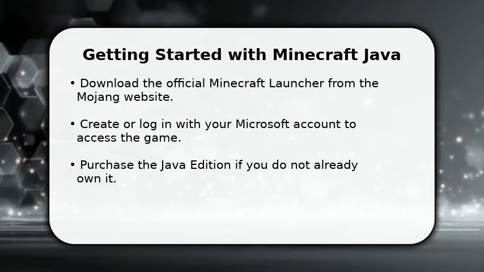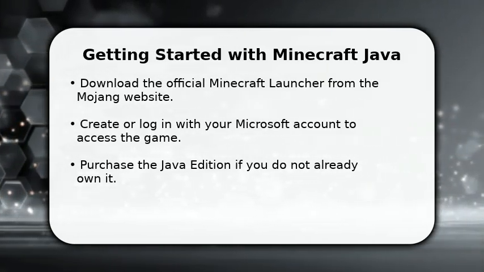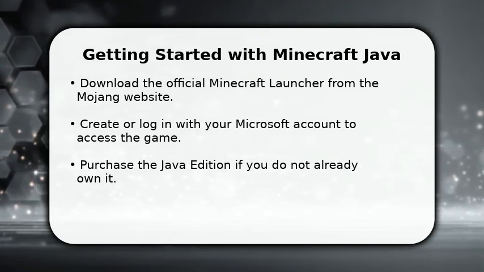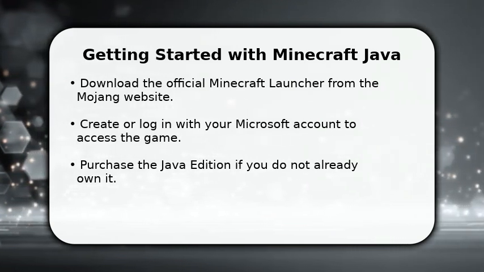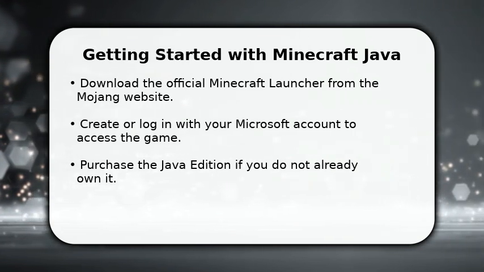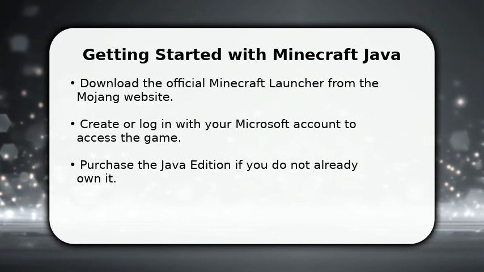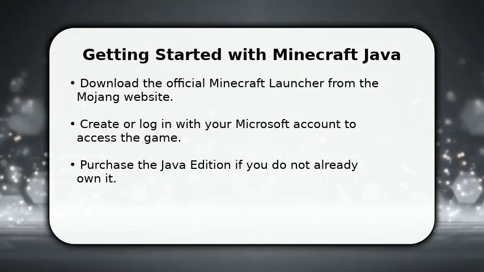In this video, I will explain how to play Minecraft on Java. First, you will need to download the official Minecraft launcher from the Mojang website. This is your gateway to the game. Next, create or log in with your Microsoft account. If you do not already own the Java edition, you will need to purchase it. Finally, install the game files to your computer's hard drive, which typically requires about 1 GB of space.